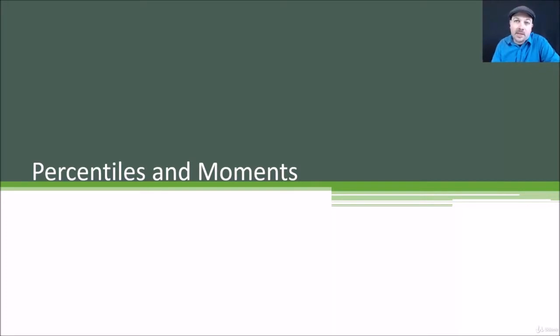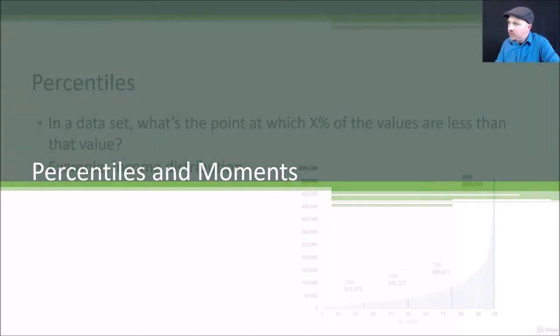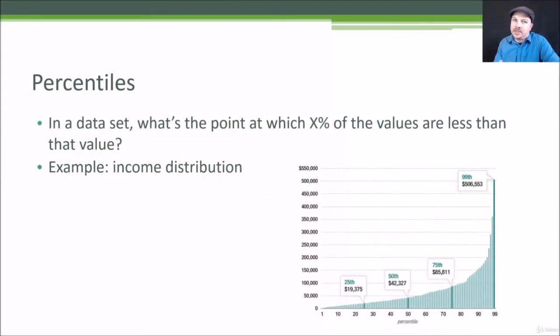Let's talk about percentiles and moments, a couple of pretty basic concepts in statistics. But again, we're working our way up to the hard stuff, so bear with me as we go through some of this review. So percentiles, basically, if you imagine that you were to sort all of the data in a data set, a given percentile is the point at which that percent of the data is less than the point you're at. So a common example that you see talked about a lot is income distribution.